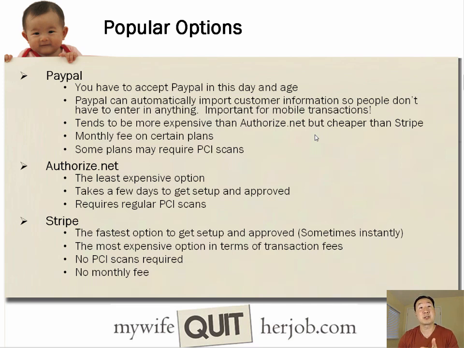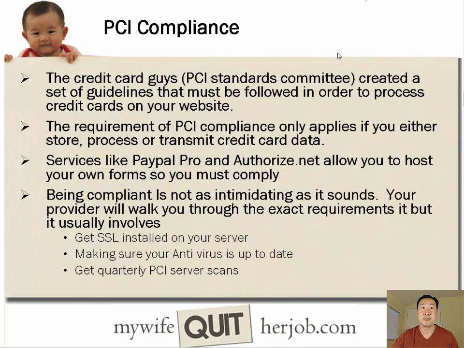And then the third option is called Stripe. Stripe is actually the fastest way to get set up and approved, and sometimes it can happen instantly. In terms of the rates, it's one of the most expensive ones, but there are no PCI scans required, and there's no monthly fee, which is really good when you're starting out because you don't want to be paying a monthly fee when you don't have that many sales to begin with.